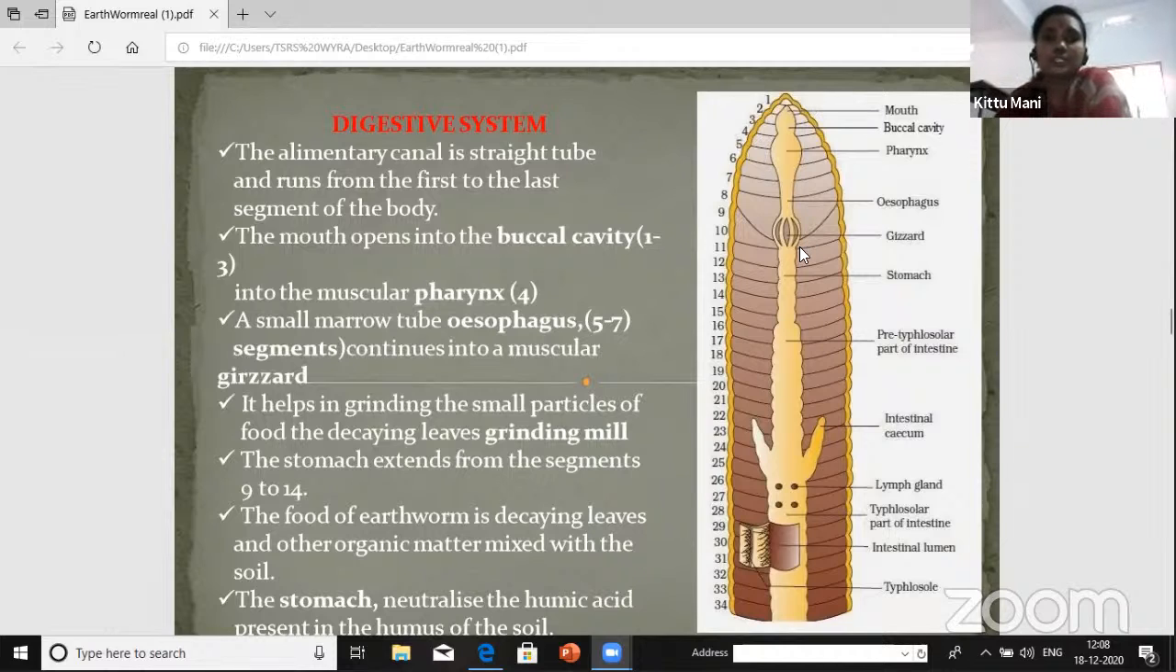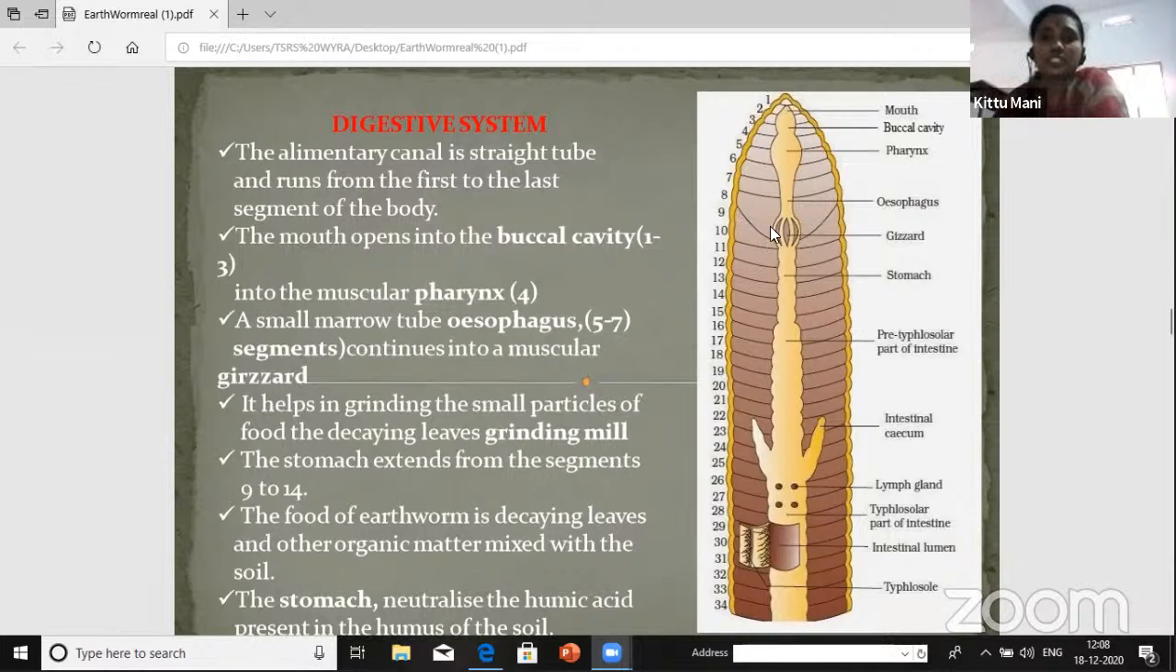Next, a small narrow tube, the esophagus, is present. The pharynx leads to the esophagus, which lies in the fifth to seventh segments. Next, it continues into the muscular gizzard. What is that? The muscular gizzard, which we observe in the eighth segment.